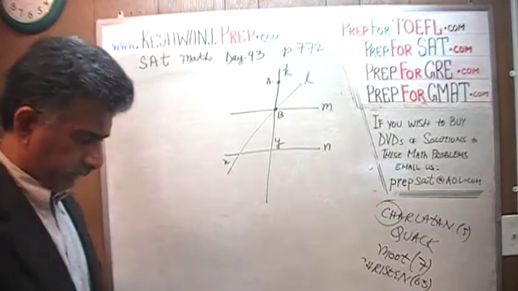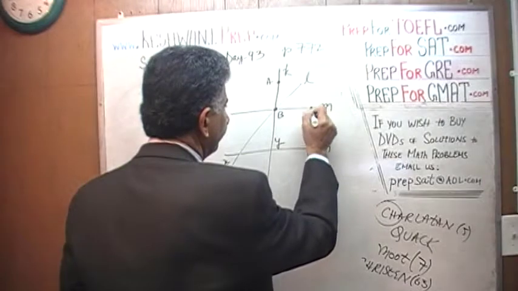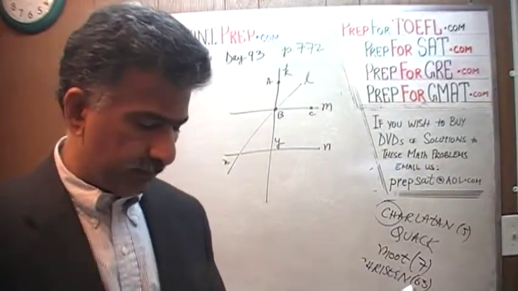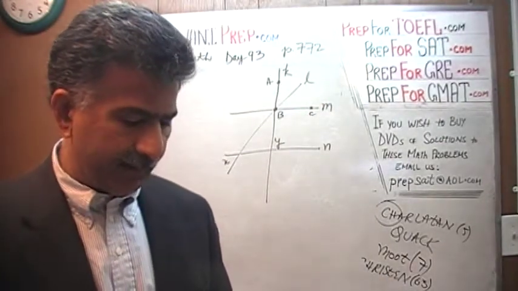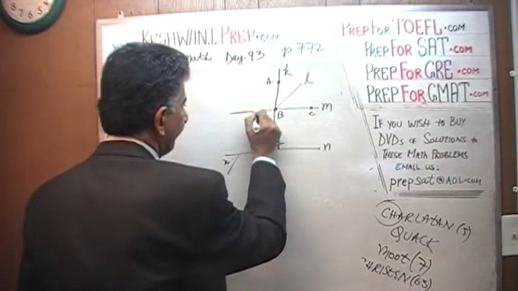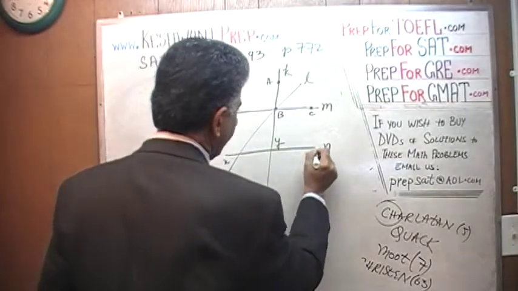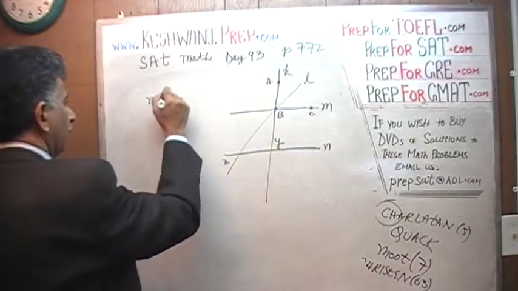Alright, let's see what they're asking. I think that's about it, and they also give us point C. I don't know if there is any use for that. In the picture above, M and N are parallel, as we can clearly see. Line M here is parallel to line N. We can clearly see that M is parallel to N.